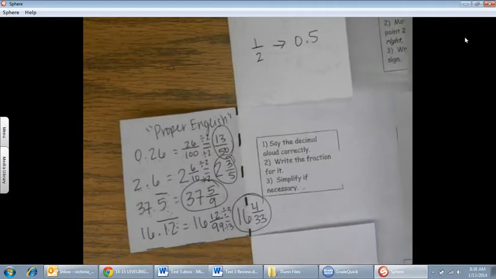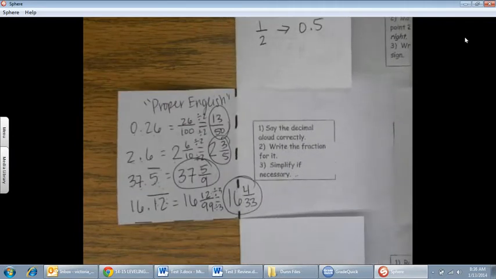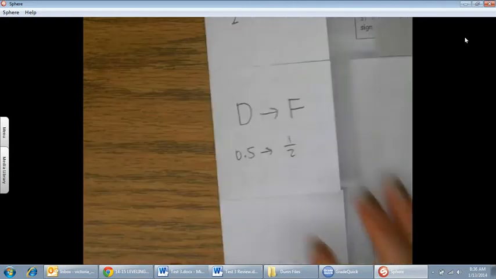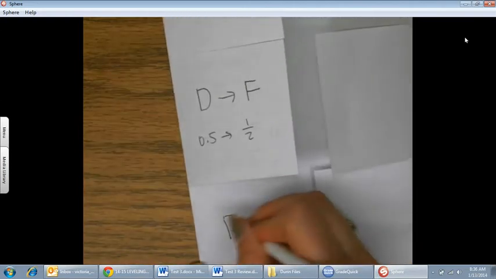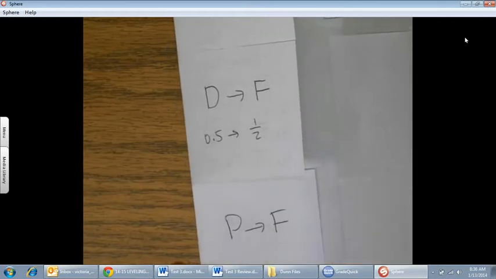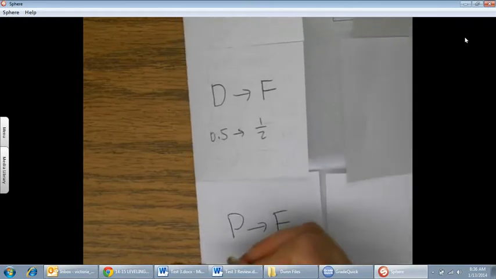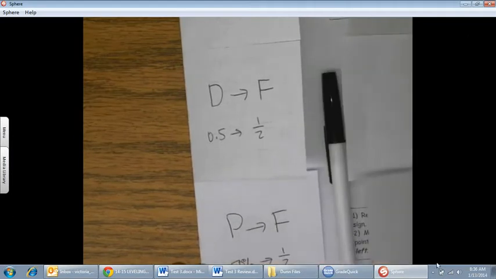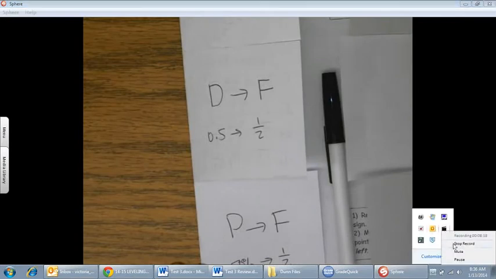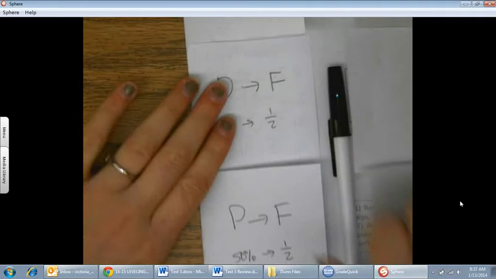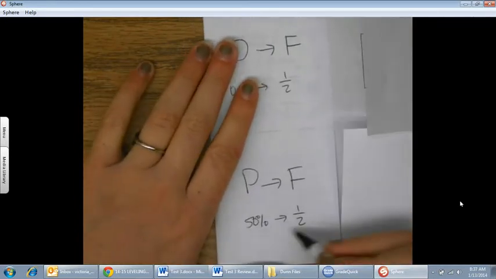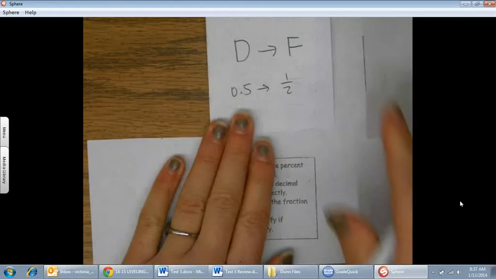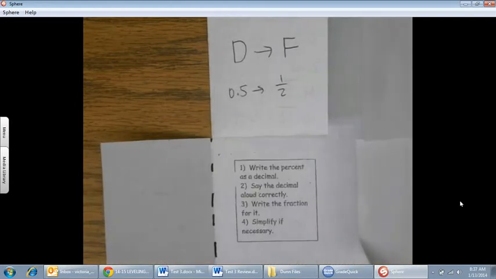Okay? The next one, fold it back in. The next one we're going to do is P to F, so percent to fraction, which is basically like 50% into 1/2. So if you open it up, the notes in here say that you write the percent as a decimal, and then you say the decimal aloud correctly, and then you write the fraction for it. But there's actually an easier way to do it.